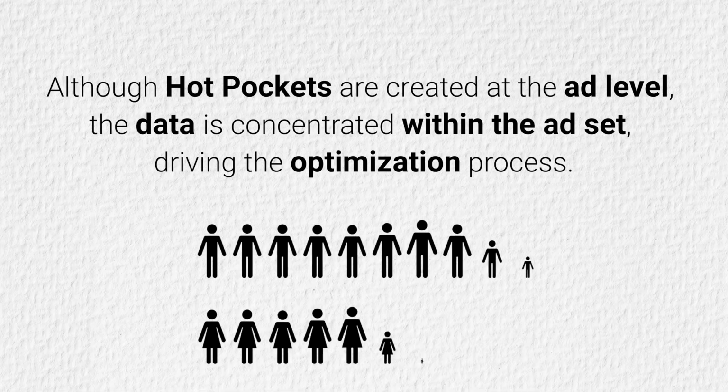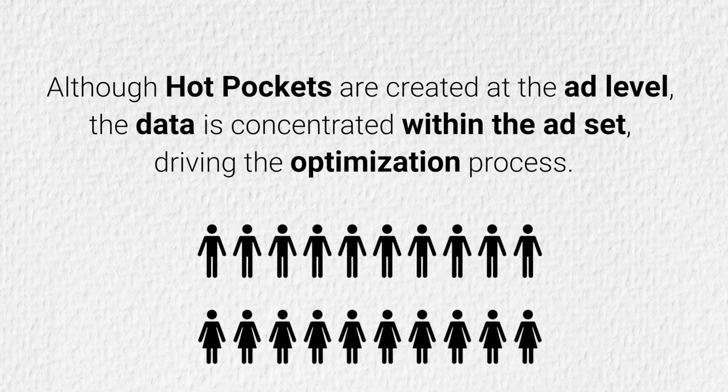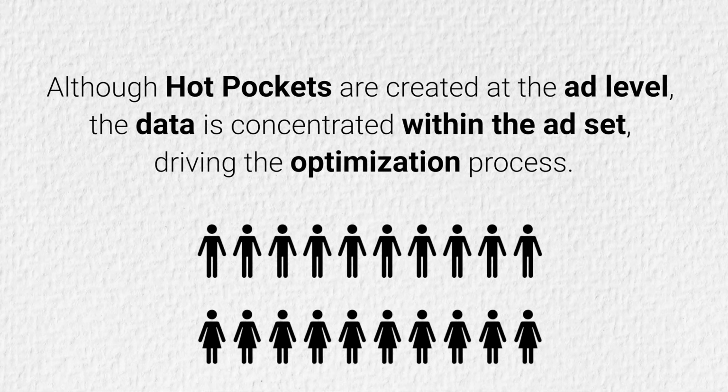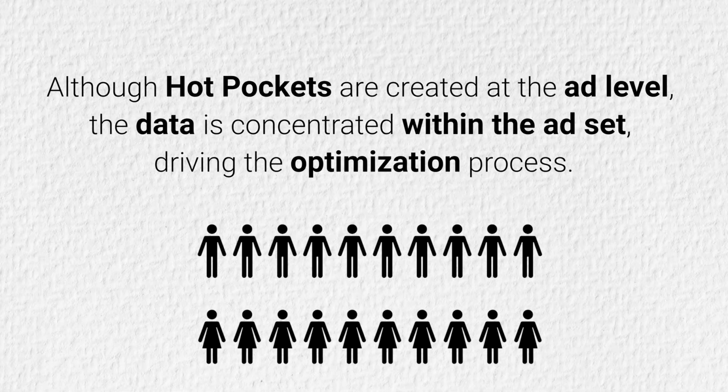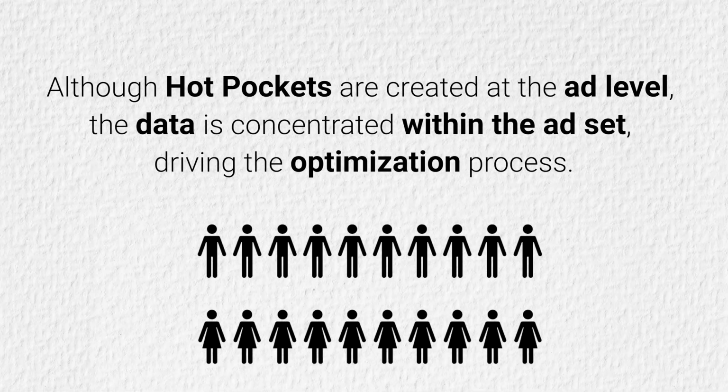So the optimization is happening on the ad set level. But how is it going to use all of this data from the different hot pockets? The hot pockets are being formed on the ad level, but all of this data is being concentrated on the ad set, which is using all of this, and then it's continuing the optimization process. This is why, guys, we do have very strong leading ads on the Advantage Plus campaigns, because it needs to focus on one of them in order to continue finding more and more and more.